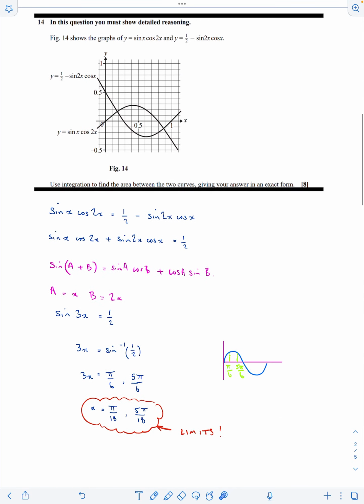First of all, I need to try and find these limits because we don't know where these points are, but these will be the limits of the integration. So I've set the equations equal to each other and played around with it.